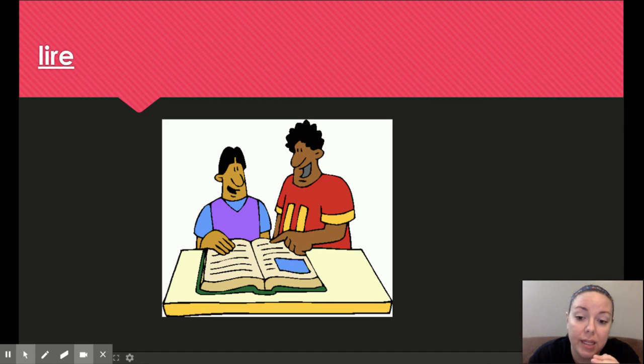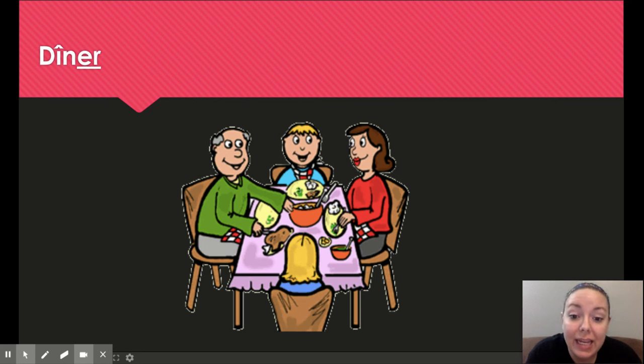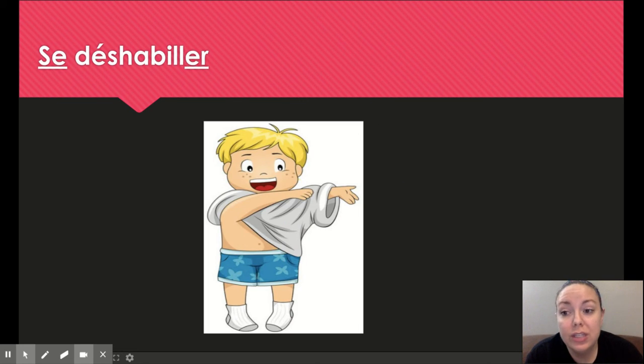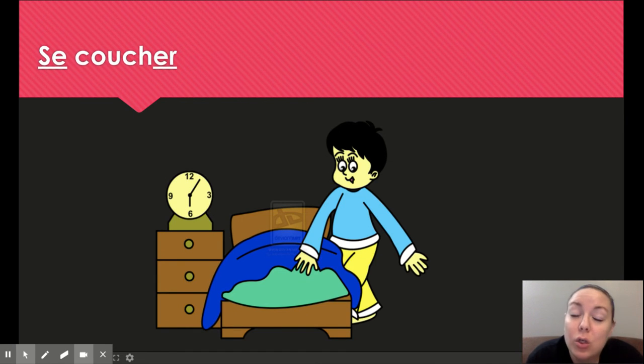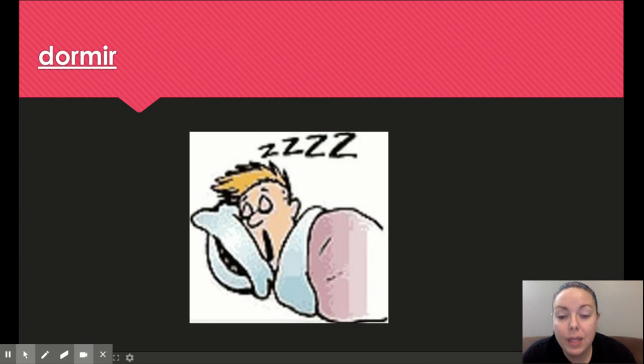Lire, so this isn't a completely irregular verb, doesn't follow that RE pattern, so make sure you're following the notes that we take tomorrow on how to use these verbs. So lire en anglais is to read. Then we have dîner, to eat dinner, to dine. You are not eating each other, so there is no se in front of this verb. Se déshabiller. So we had s'habiller, to get dressed. Se déshabiller is to get undressed. And then we have se coucher, which is to put yourself to bed, to take yourself to bed. And then dormir. Dormir is to sleep. Merci, au revoir.